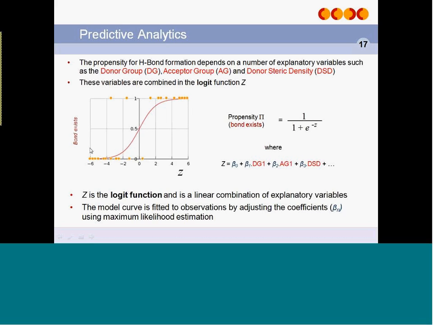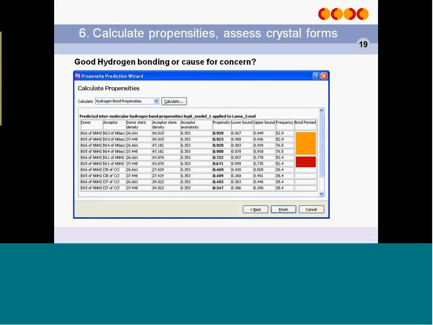And what we can see in this example here is that there's a good separation between the explanatory variables for structures where there's no hydrogen bond observed versus structures where there is a hydrogen bond observed. And so this is going to be a very predictive data set. And so using logistic regression, we fit our characteristic S-shaped curve to that data, and that's going to allow us to read off a value, our propensity for hydrogen bond formation to occur in our target molecule where we know what the values of Z are. And that's exactly what we have done here.